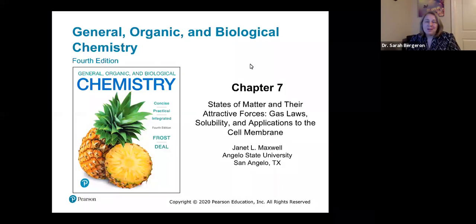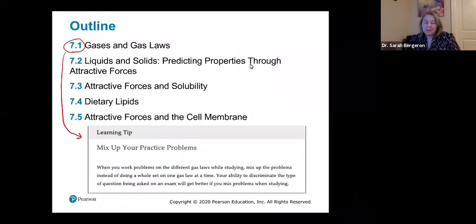Right, we are on chapter 7, and this is section 1. So this chapter talks all about the states of matter and their attractive forces. When we talk about this, we're going to talk about gases first, and gases are really important in the body. They're really important in terms of all of our respiratory system and how the gases dissolve, and so you have to understand the gases in order to understand that.